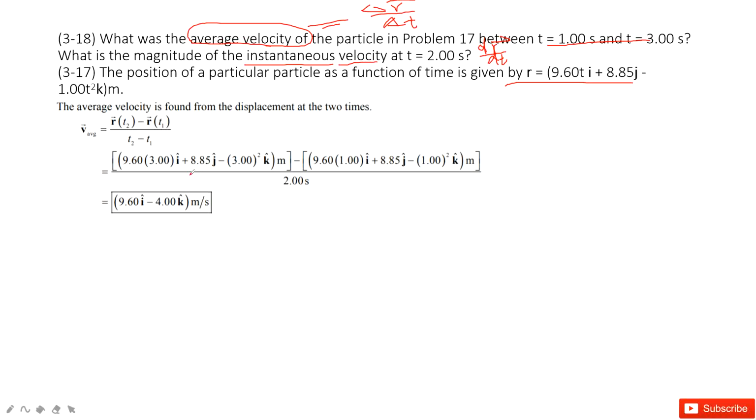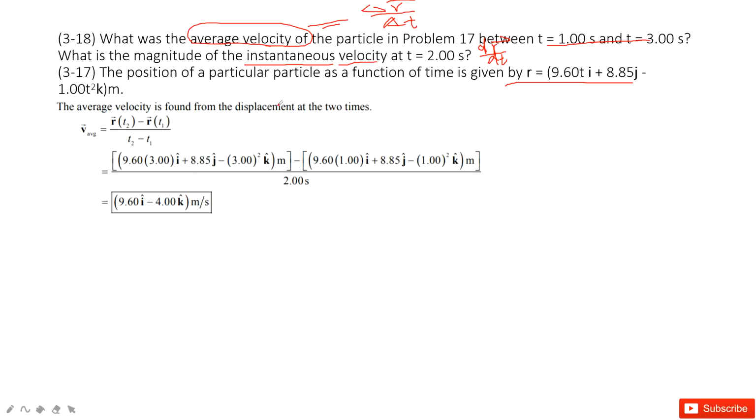First of all, when we consider the average velocity, we consider the displacement, so the final position minus initial position. This is displacement divided by time taken. And then we input the numbers. So input t equal to 3, it equals this one, and input t equal to 1, it looks like this one. And divide by time t, then we get it. And there we can see the velocity is still in two components, the i component and the k component.